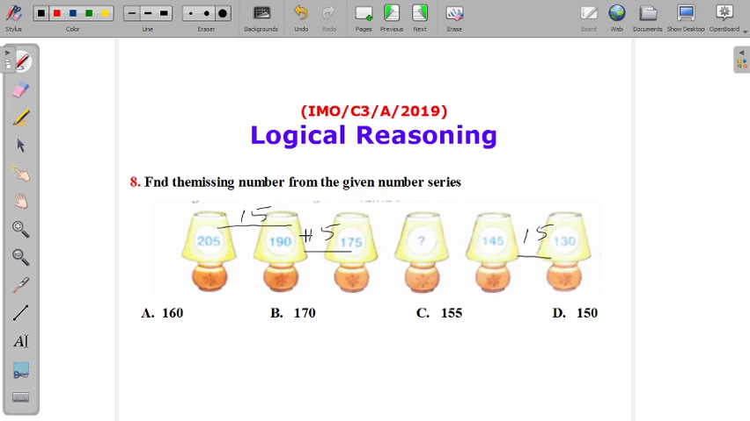So in this way, from 175, if you deduct 15, how much will it be? 160. And from 160, if we deduct 15, how much will it be? 145. So if I go from left to right, it is the same logic. If you come from right to left also, 130 plus 15 is 145, 145 plus 15 is 160, 160 plus 15 is 175. So the answer here is 160. Now look at the options where 160 is. 160 is given in option A. So choose option A here.